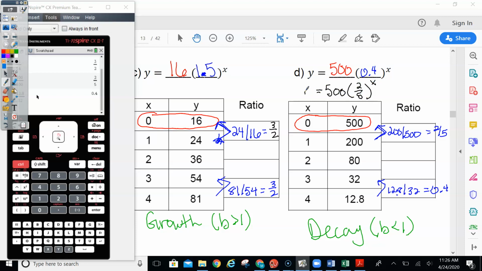You do have to have the 2/5 in parentheses when you type it in. That and negatives, but none of these bases are negatives. For sure, fractions, make sure you put in parentheses. Okay, so the way the table works, the a value is when x is 0. The b value is whatever you get when you divide consecutive y values. The common ratio between them.